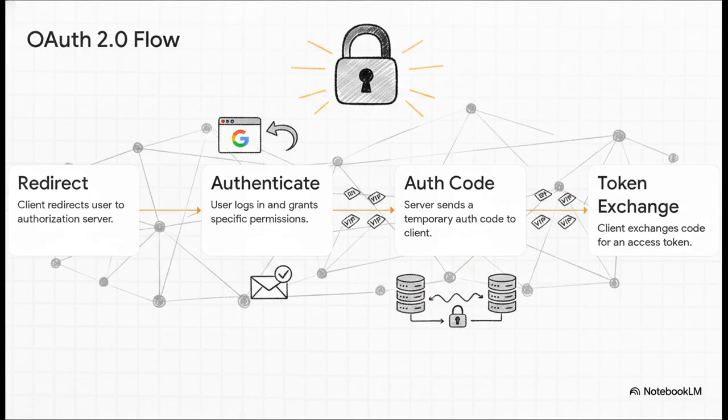Here's how it flows today. The client app redirects you to an authorization server, let's say Google. You log in directly with Google and grant permissions specifically just to read your emails. Google then sends a temporary code back to the client app. Finally, the client app exchanges that code behind the scenes for an access token. It completely transformed password-sharing chaos into the highly restricted, interconnected, and secure web we use today.